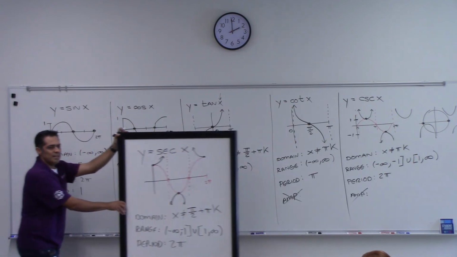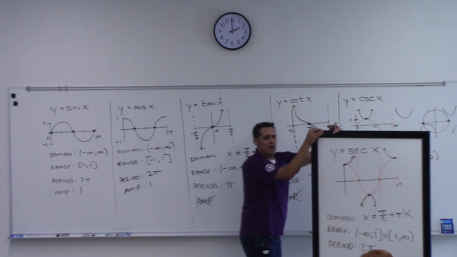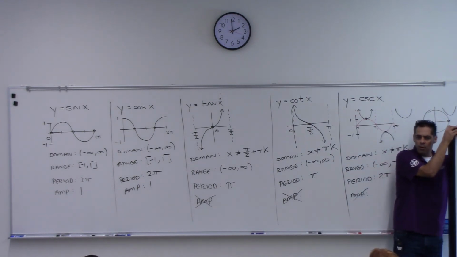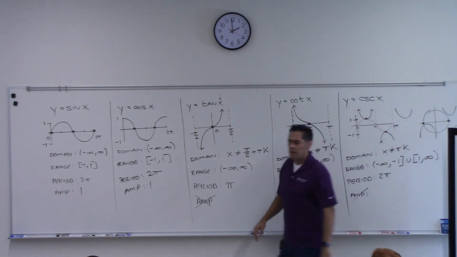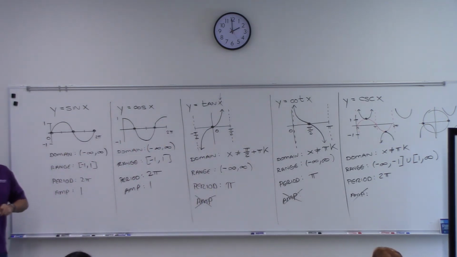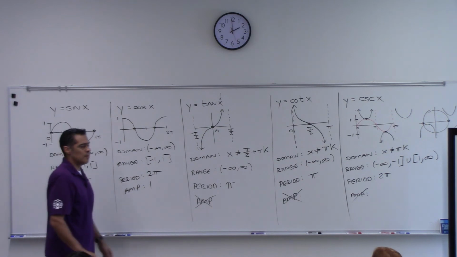Does seeing them all together here help you sort it all out in your mind, like the difference between these and what's important for each one of them? Yeah? Okay. What I'm not understanding is how did the cotangent shift?